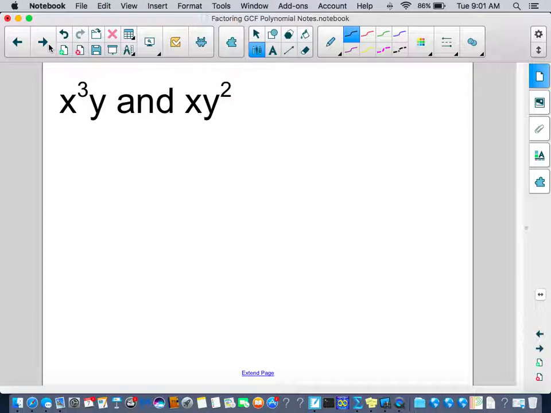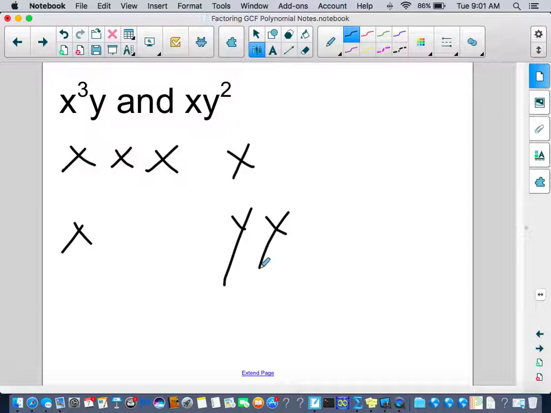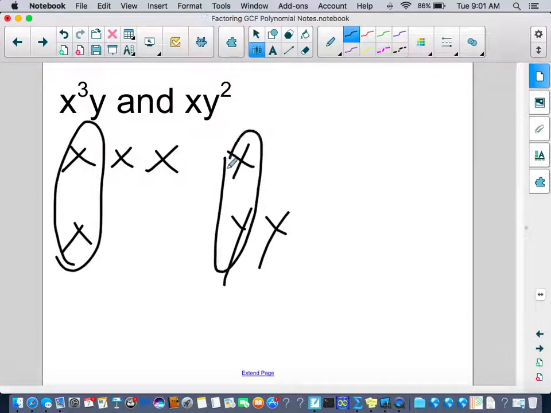Now we can do the same thing with variables. My first term is x times x times x, because that's x cubed, and I have 1 y. My second is 1 x and 2 y's. Okay, so we find how many they have in common. They have 1 x in common, and they have 1 y in common. So xy is their greatest common factor.